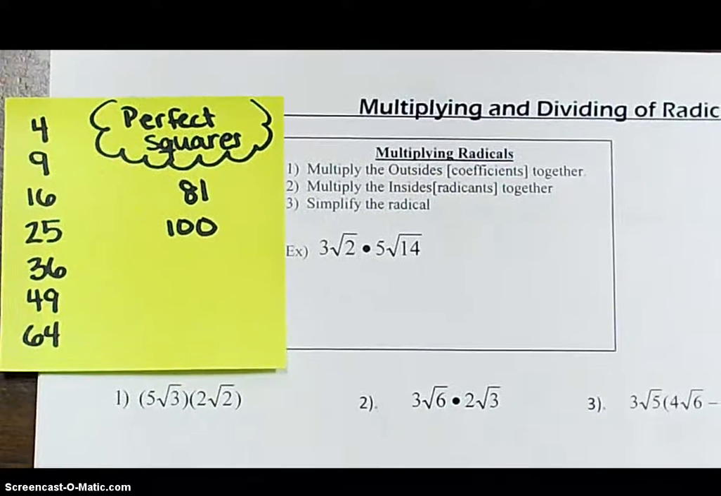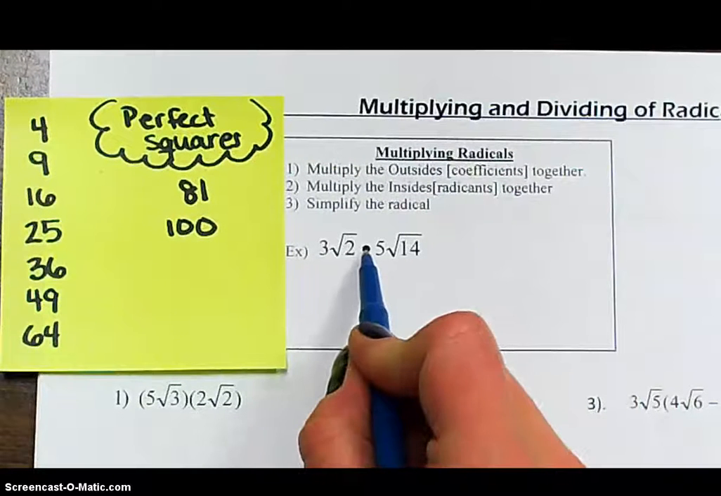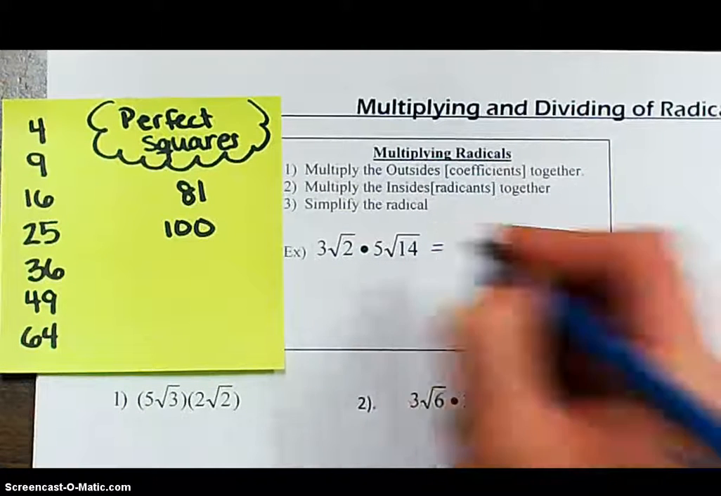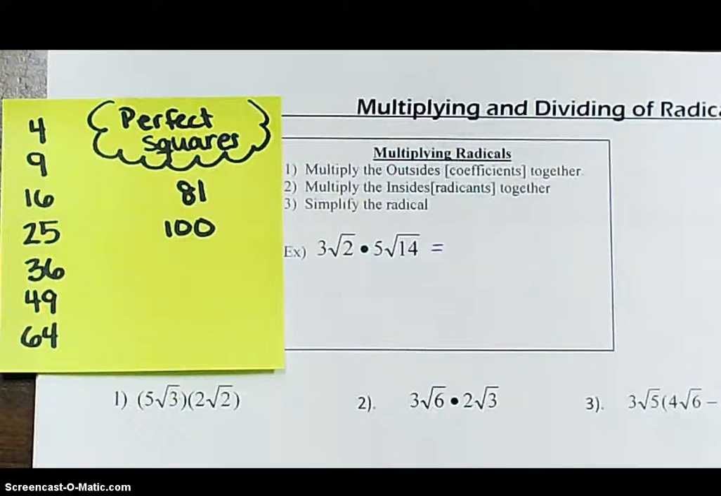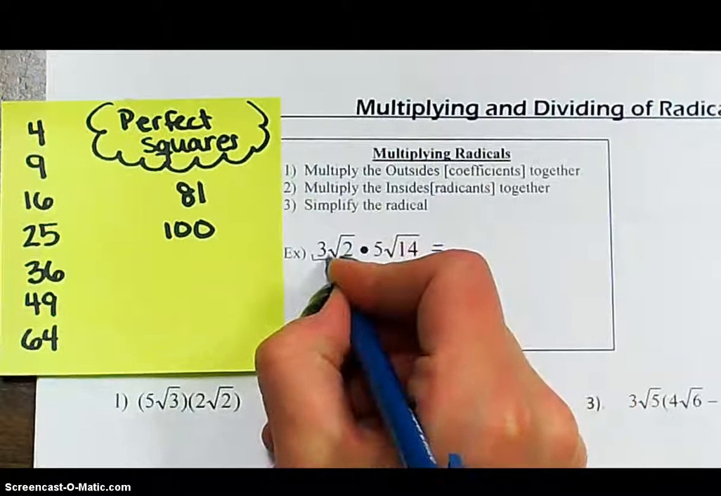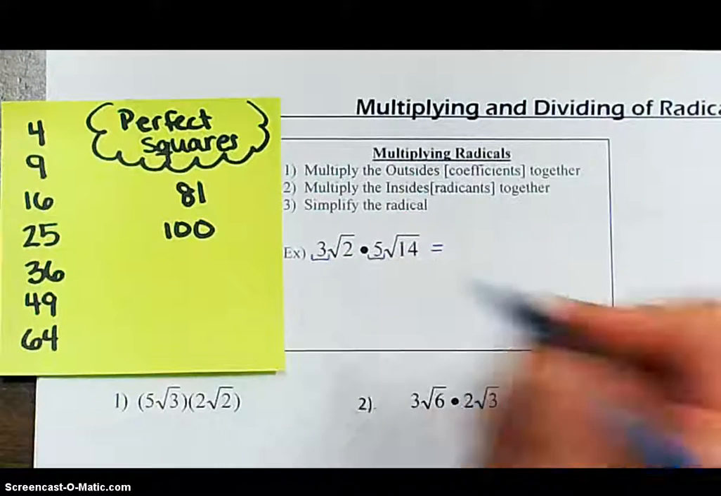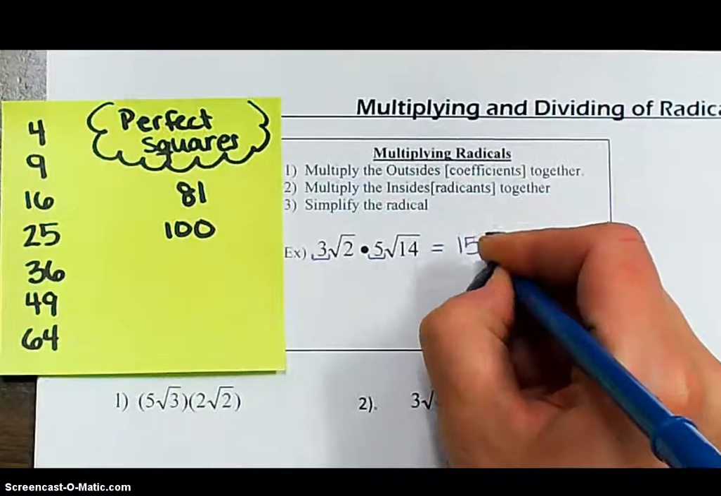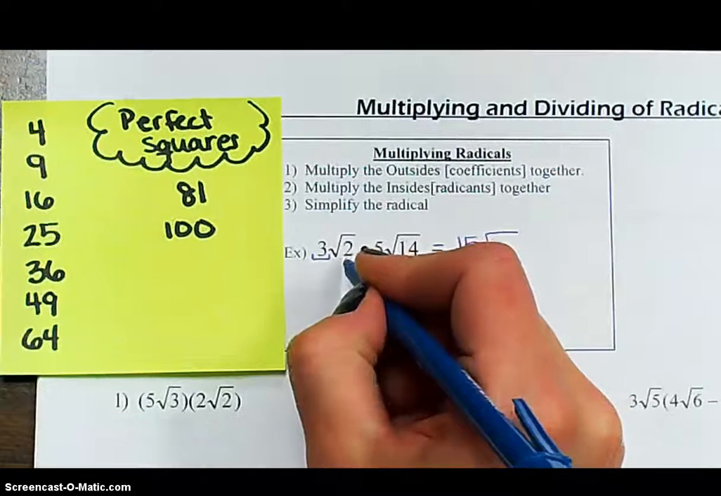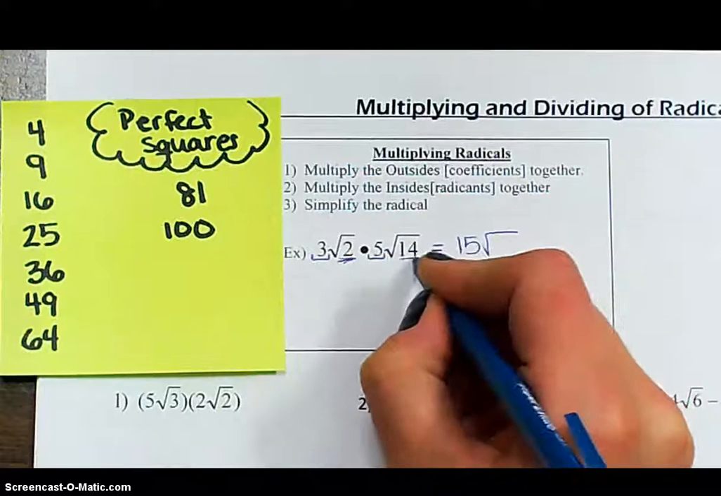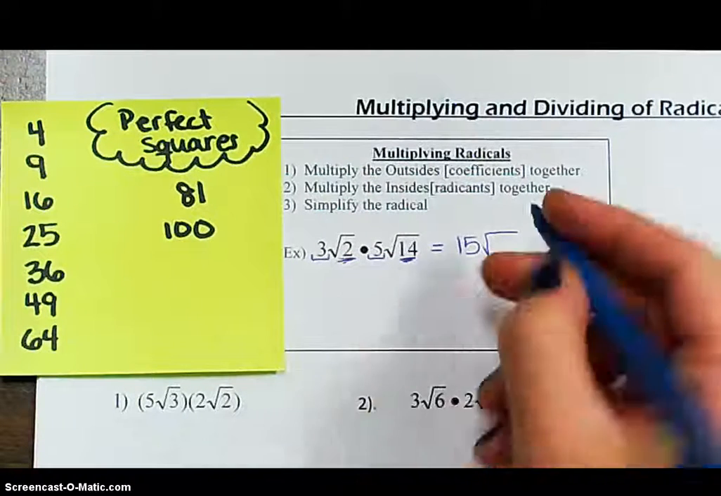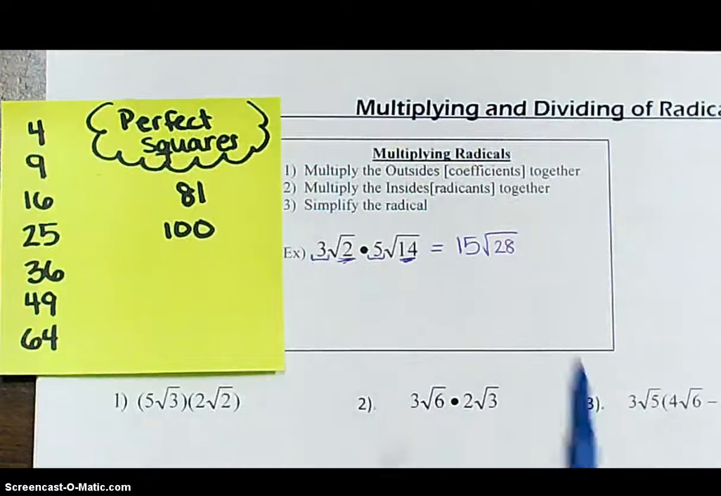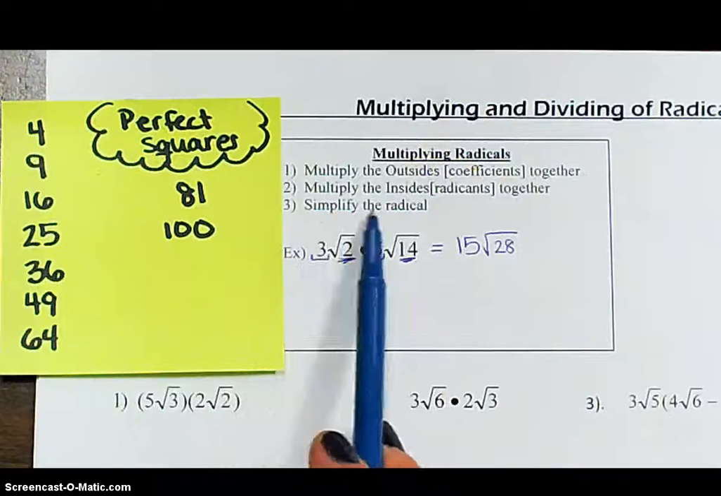All right, let's go ahead and take a look here. So here we know we're multiplying. That's what the dot means. We have a radical and a radical. So when we multiply our radicals, we multiply the coefficients, the outsides together. So that will be the 3 and the 5. So 3 times 5 is 15. Then we're going to multiply the radicals together. So here we're going to have 2 and 14. So 2 times 14 is 28. After we multiply, step number 3 is to simplify the radical.